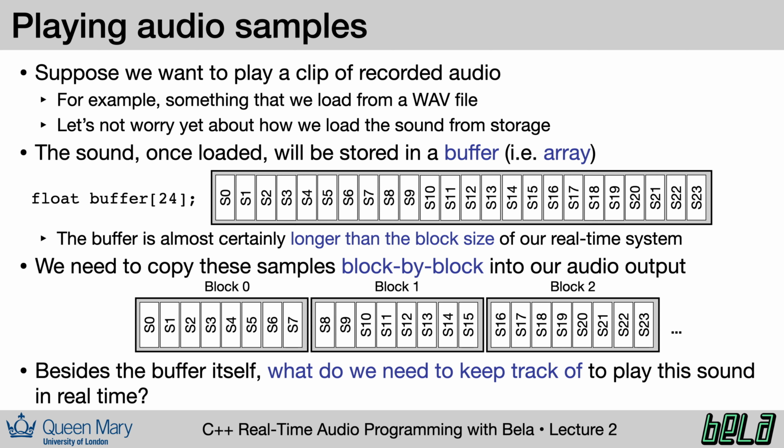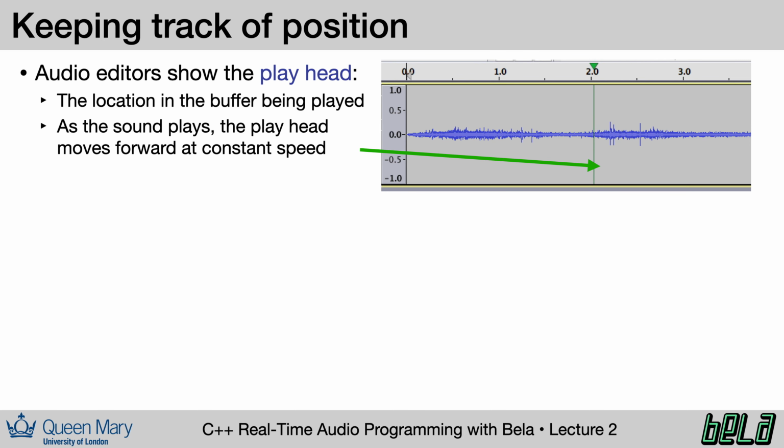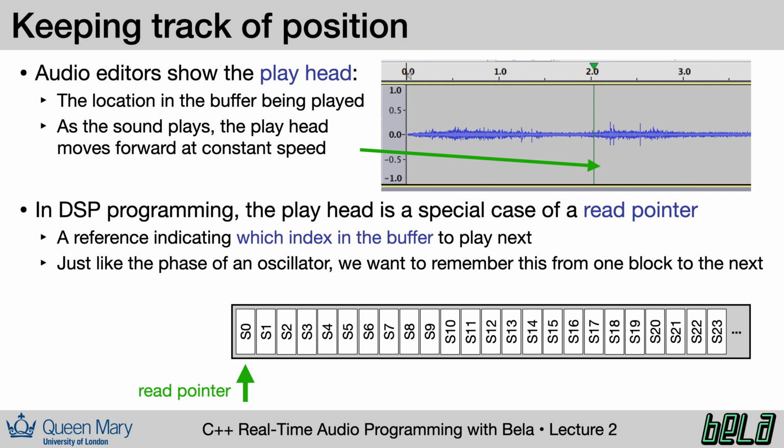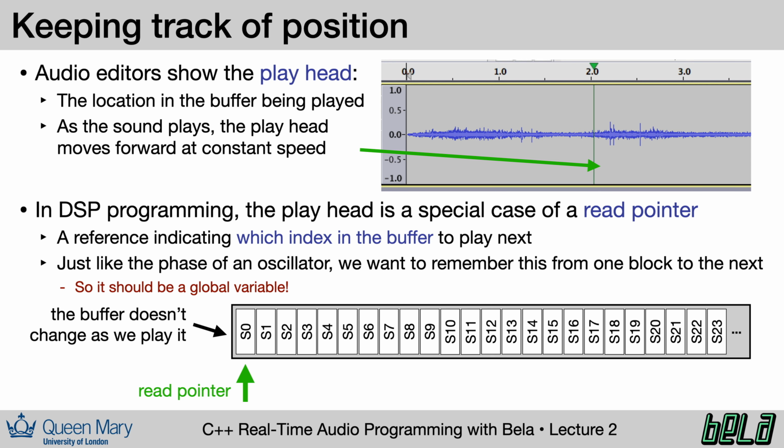Well, think about what happens in a typical audio editor. We have a playhead. The playhead shows us where in the sound file we're playing at any given time, and when the sound file plays, the playhead moves forward at a constant speed. The analogy here in programming is that the playhead is going to keep track of where in the buffer we are reading samples from at any given time. And so analogously to the previous lecture, the read pointer is also going to need to be a global variable so it doesn't forget its value between calls to render. So when we play the sound file, the contents of the buffer won't change. However, the read pointer is going to move as we play it.